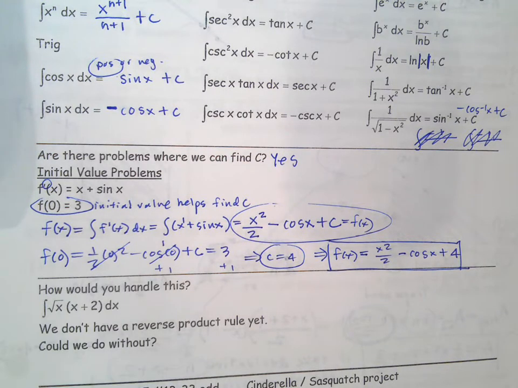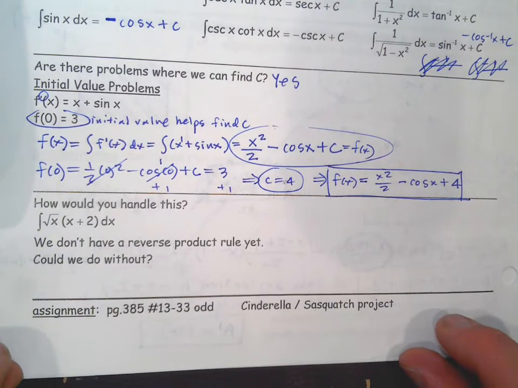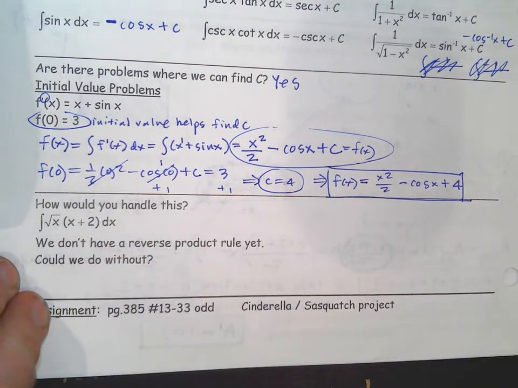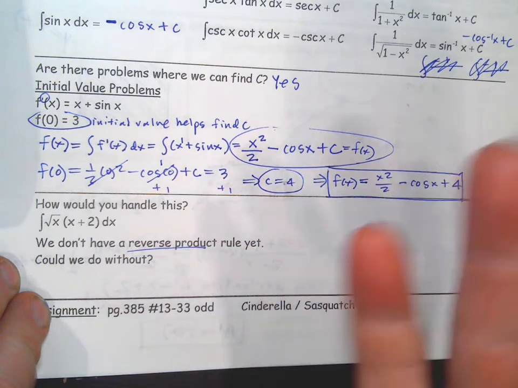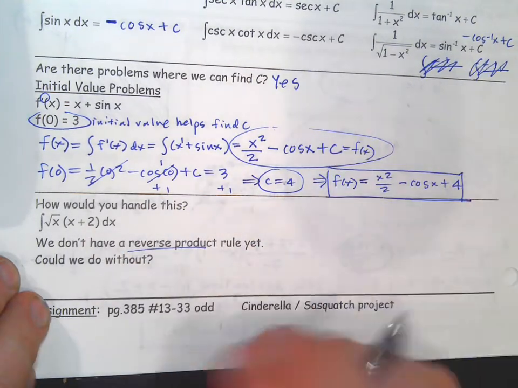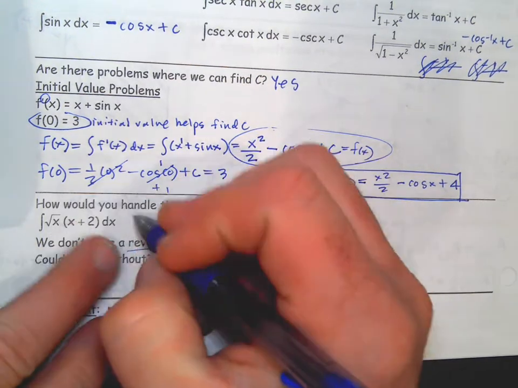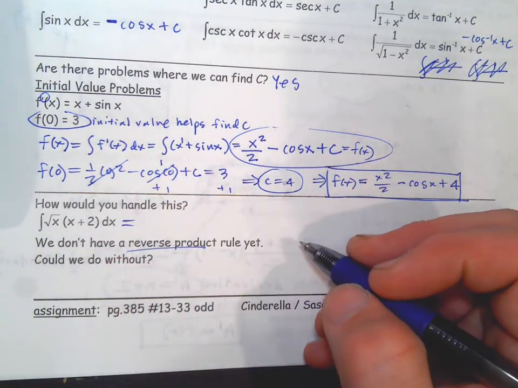If you don't have an initial condition, then you just leave plus c there. Now, here's just something a little extra challenging. How would you integrate this one? If we look at this list up here, we didn't do a reverse product rule. And this looks like some kind of product, but could we somehow get away with it without doing a product rule? Think about it. Pause the video. Think about it.